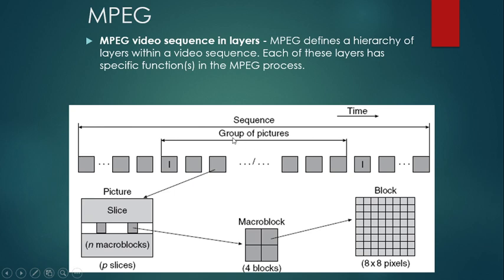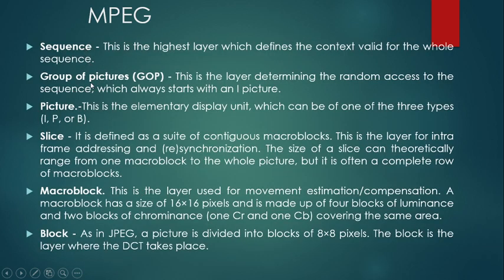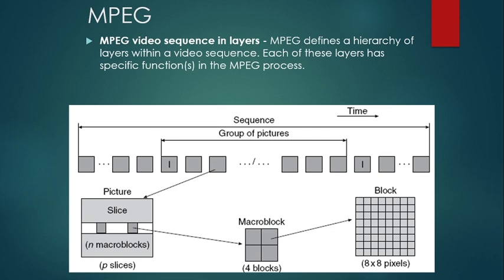Then you are already familiar with the term group of pictures, that is the N. We have seen the example for M equal to 3, N equal to 12. So N represents a group of pictures, and our example for N was 12. That is a group of picture frames where we are going to have the I, P and B frames. Next, we have the picture layer. So first one is sequence, second is group of pictures. Then picture means either it can be an I frame, P frame or B frame. That is the picture layer.